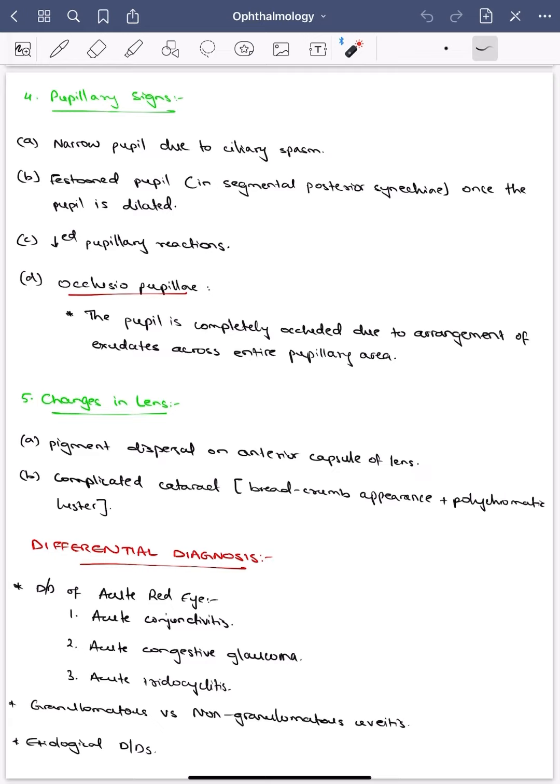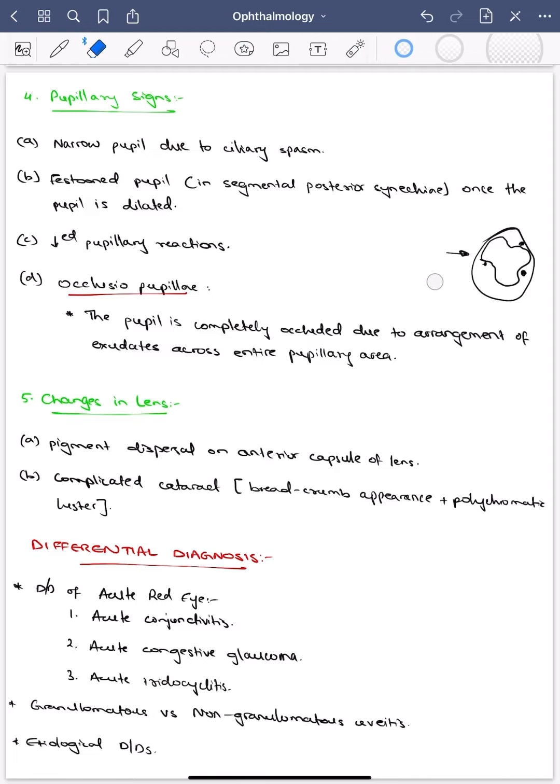Let me just draw a diagram for you guys to understand. So this is our pupil, normal pupil, and it is adhered to the lens at these points. Now suppose a mydriatic is applied and the pupil is dilated, but because of these adhesions, this is how the pupil will dilate. And this here is known as a festooned pupil, which is seen in segmental posterior synechiae.